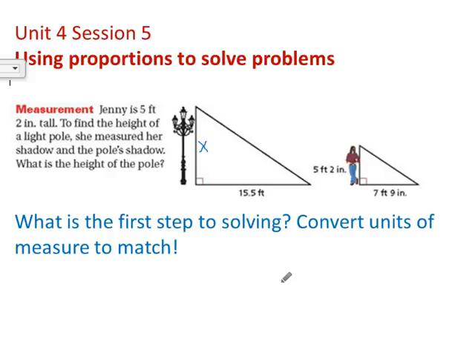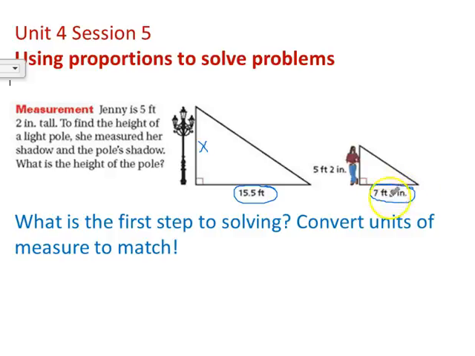So what is the first step to solving this problem, though? Look at the units of measurement. For the light post's shadow, we've got 15.5 feet. For Jenny's shadow, we've got 7 feet, 9 inches. So we've got a little bit of difference in our units of measurement, so we want to convert the units of measurement to match. Let's make it so that we're only dealing with feet.